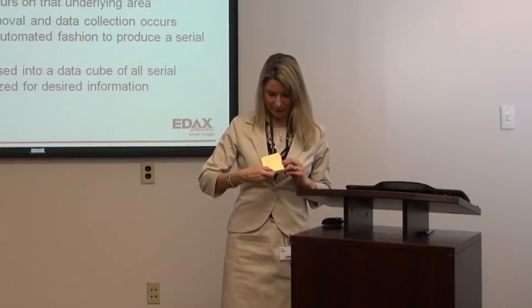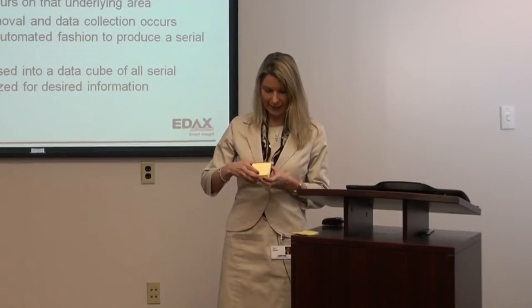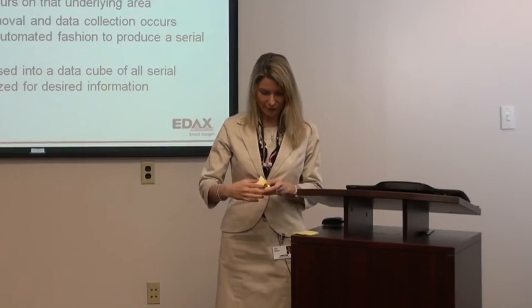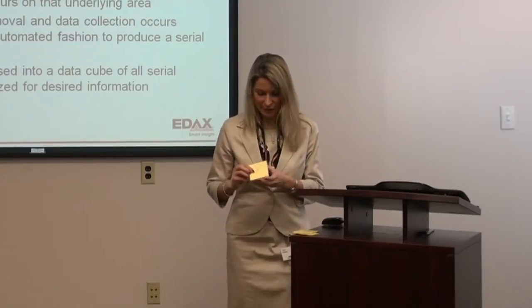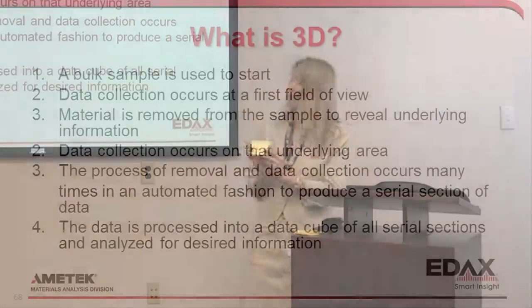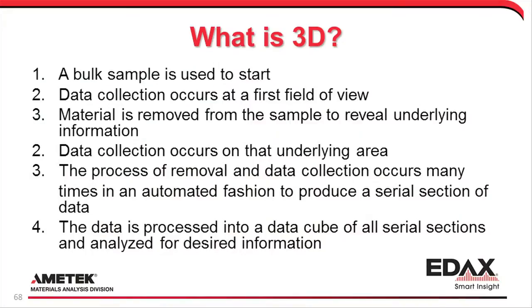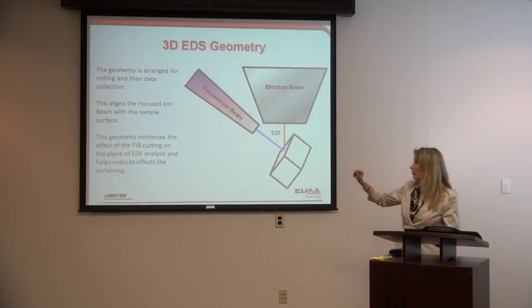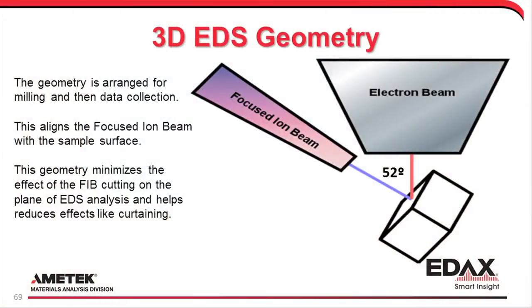So we analyze the first field of view. We take or mill sample away and characterize our next field of view. We take more material away from the surface of the sample. And we keep doing that. At each field of view, we're collecting data, and in the end, you get a data set that shows the depth of what's going on underneath the surface of your sample. And so that all requires a very specific geometrical arrangement between the electron beam and the ion beam that's used to mill away the sample or cut away the sample.